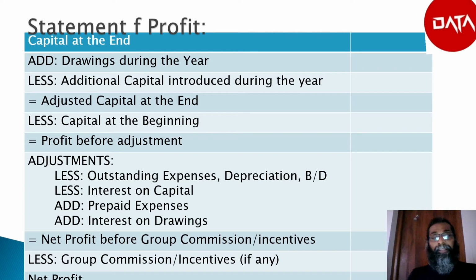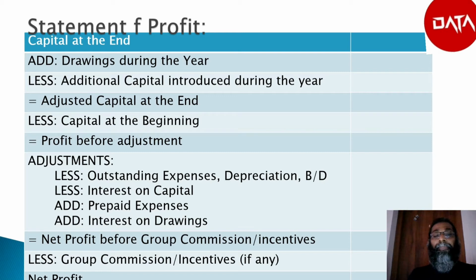So please start with capital at the end. Add drawings during the year. The drawings may be the cash drawings or maybe the goods drawn, both to be added. Then deduct additional capital introduced during the year. Then deduct capital at the beginning. Now we have got profit before adjustment.